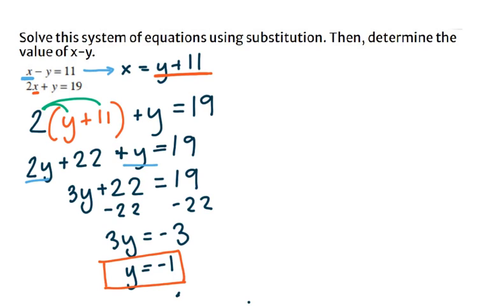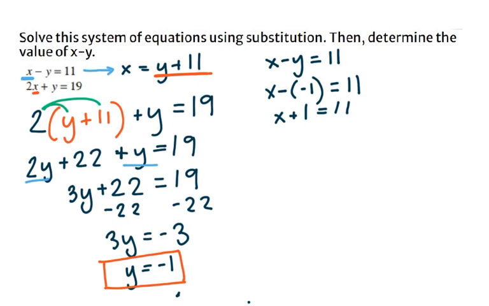Now to solve for x, all we have to do is substitute negative 1 in for y in either one of our equations. So I'm going to go with this first equation here. We have x minus y equals 11. We're going to substitute negative 1 in for y. So we get x minus negative 1 gives us x plus 1 equals 11. Subtract 1 from both sides, and we get x is equal to 10. So we have our answer here.